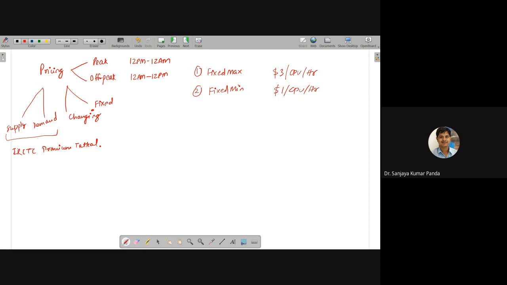But these prices are fixed, right? Irrespective of the time. I have not mentioned any time here. I have mentioned simply $3 per CPU per hour. Fixed minimum case, $1 per CPU per hour. So obviously this belongs to which scheme? Fixed pricing scheme, right? It is fixed. Whether it is a holiday or a normal day, whether it is a festival day or non-festival day, the price is fixed. Then you may ask, everybody will go for the fixed min scheme, nobody will go for the fixed max scheme.